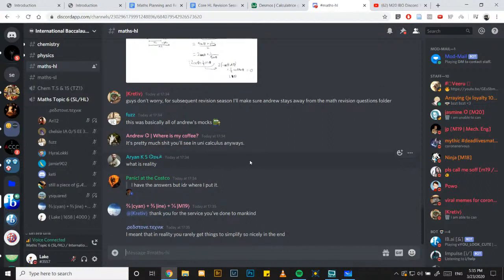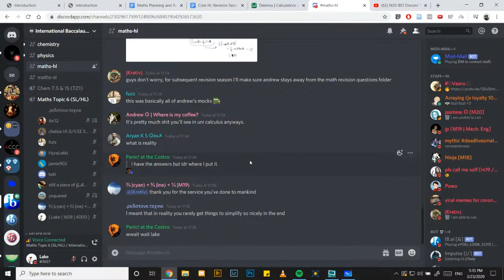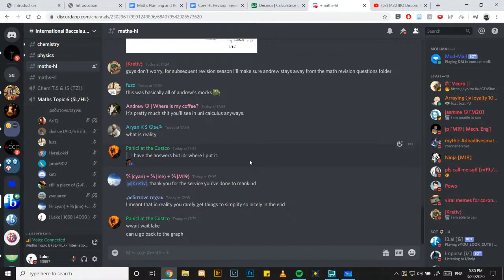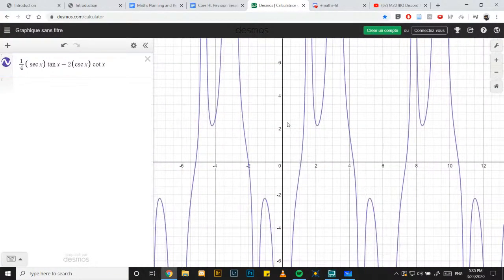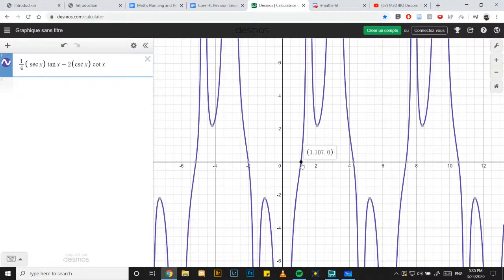Essentially, well, yeah, sure, but in reality you're solving a problem in a restricted amount of marks. You're not able to do these things. It's ridiculous. Okay, yeah, go back to the graph here. That's what it looks like.